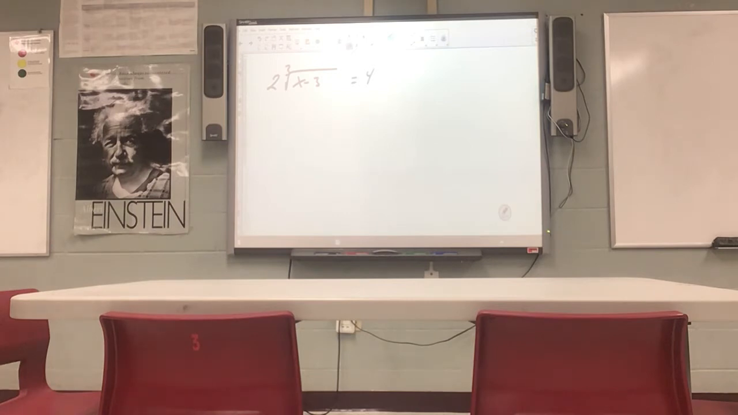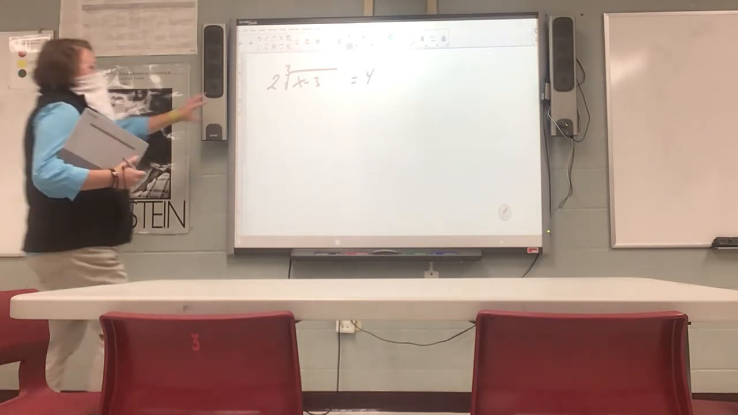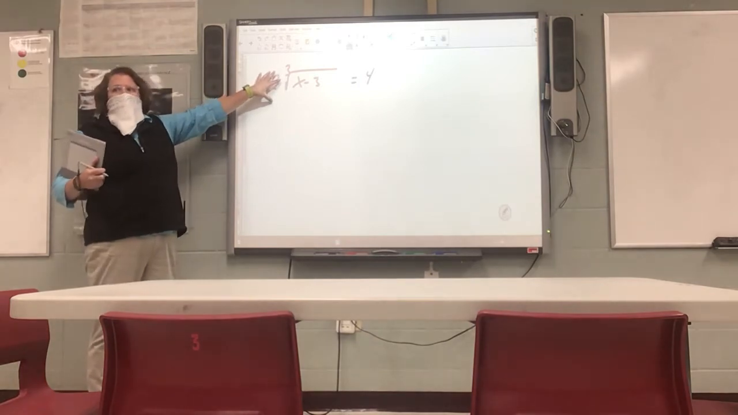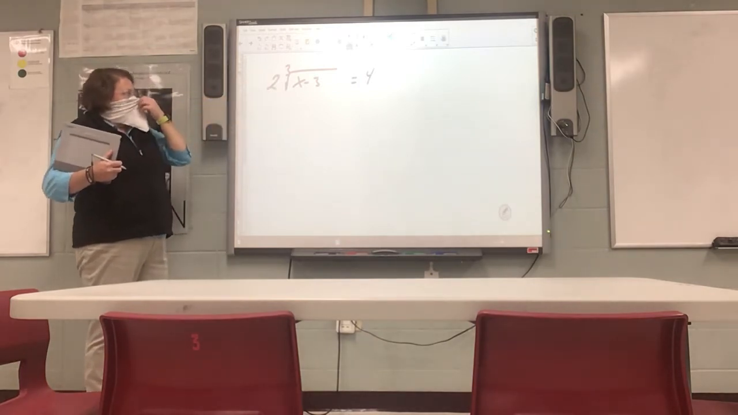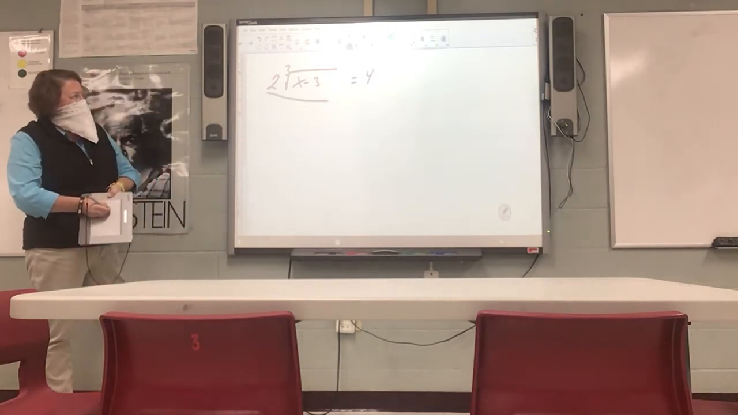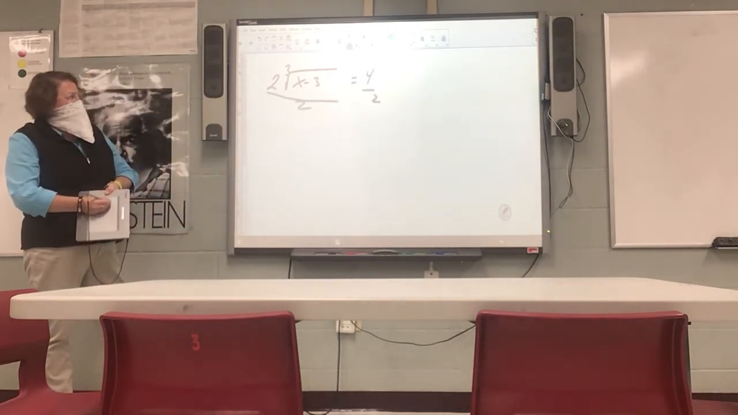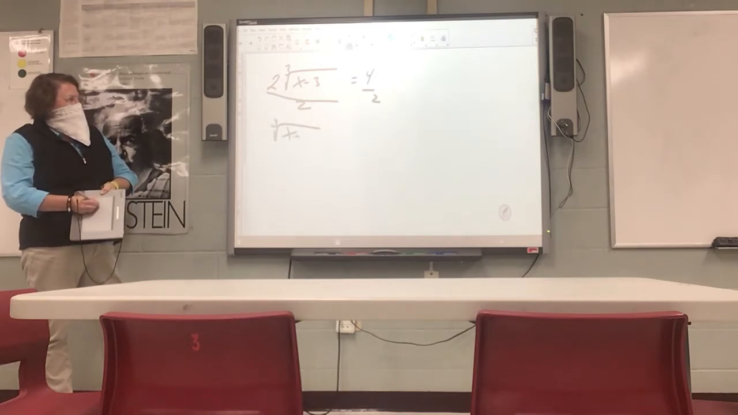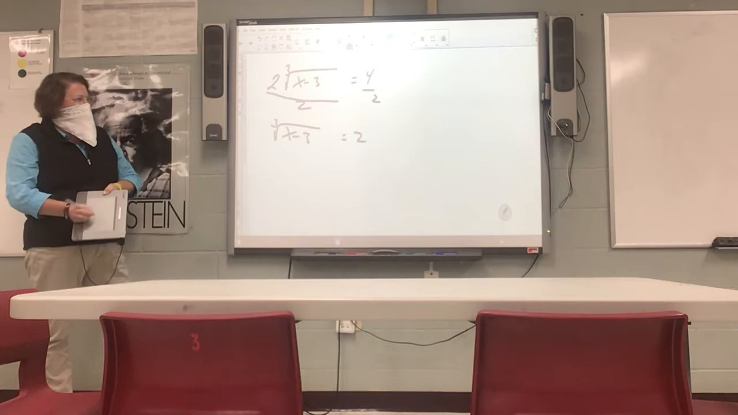I would say, good. We still have some extra junk. We're going to get rid of this 2. It's being multiplied, so what would get rid of that? Divide both sides by 2. So the 2's cancel out over here. We just have the cube root of x minus 3 is equal to 2.